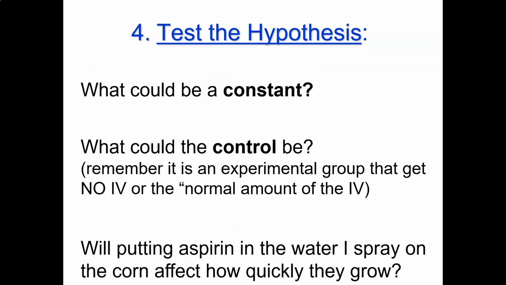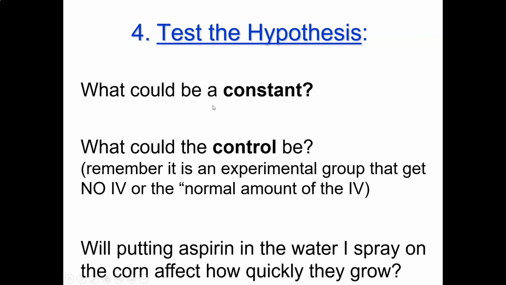All right. Constants. Constants are things that we want to hold the same between everything in our experiment. So the constants that we would want to keep the same with our corn plant would be the type of soil. We'd want to keep the same amount of sunlight. We'd want to keep the same amount of water. The only thing we'd want to change is the aspirin. We'd want to keep the same humidity. Basically, everything other than the aspirin, we'd want to keep the same.